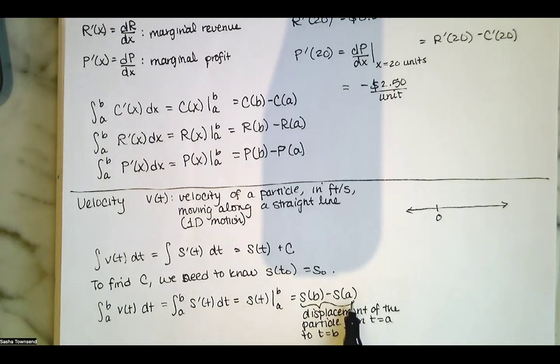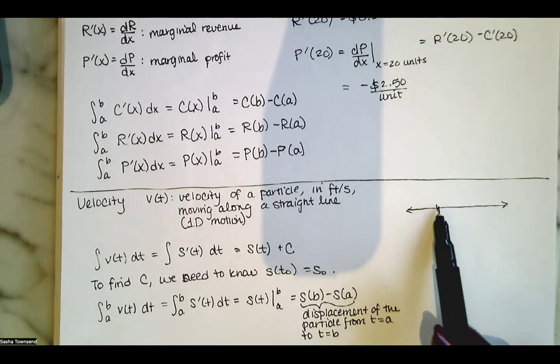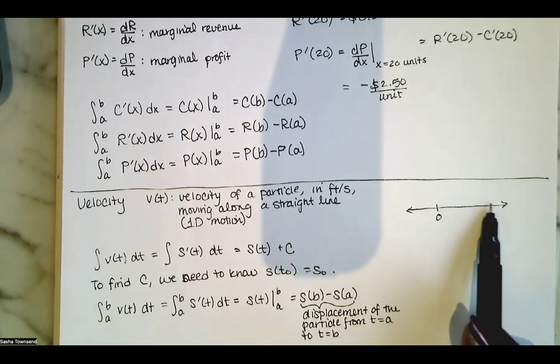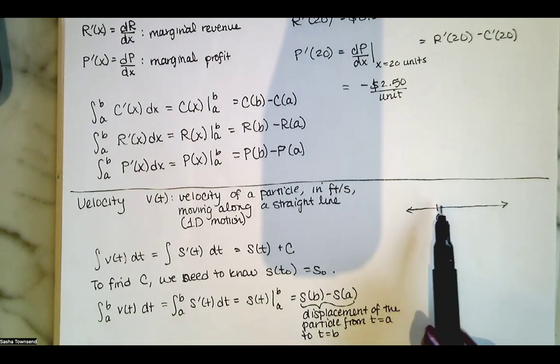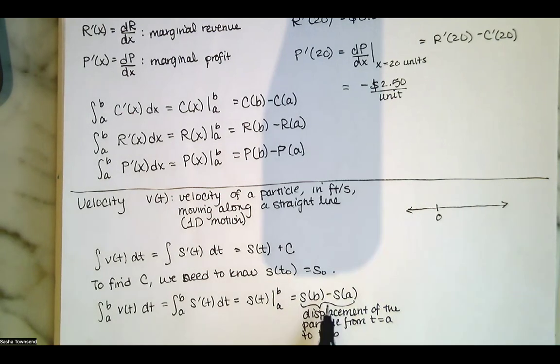Now, this does not take into account the fact that you are probably moving back and forth on this axis. If you're not just always moving to the right or always moving to the left, but sometimes you move right and sometimes you move left, you move back and forth, this doesn't take into account that history. It just says, where were you at time t equals b? Where were you at time t equals a? Subtract those. That's your displacement on that time interval from t equals a to t equals b.